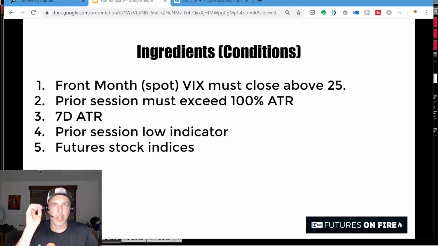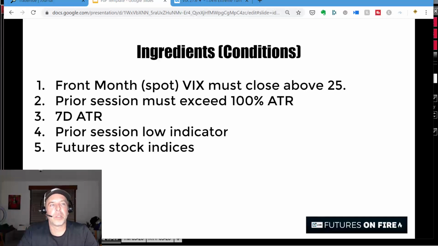Okay, so here is the VIX 25 strategy. Here are the ingredients, or the conditions, you're going to need. You have to be able to find the VIX front month or spot price. On most platforms, you should be able to just pop in VIX. I actually use the VIX futures continuous contract, but that doesn't really matter. I'll show you in just a moment. We're just going to look up the good old VIX, and I can show you how you can get that on TradingView, which is a free platform you can get online.